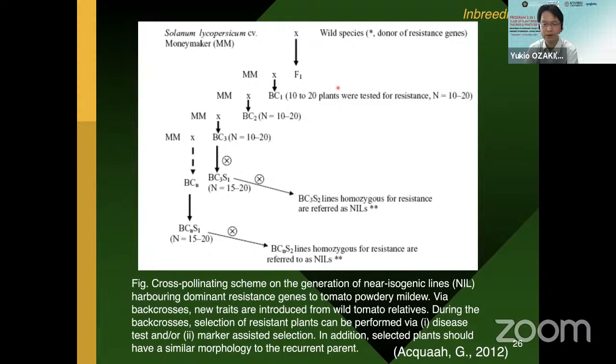One is by testing BC plants with inoculation of the pathogen, such as powdery mildew, and the other is to genotype them with genetic markers linked to individual resistance loci. If we have a marker linked to the disease resistance gene, we could apply marker-assisted selection. Disease inoculation tests are often carried out when the disease assays are easy to score. Namely, the resistance phenotype is clear to identify and the assay can be done using seedlings.